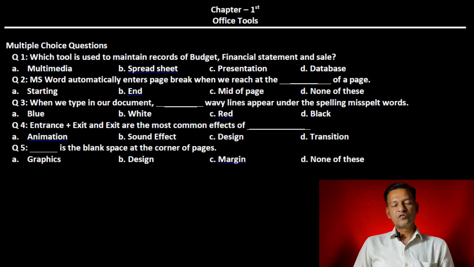So let's start. First, which tool is used to maintain record of budget, financial statement and sale? Our options are A. Multimedia, B. Spreadsheet, C. Presentation and D. Database. So our correct answer is B, Spreadsheet.